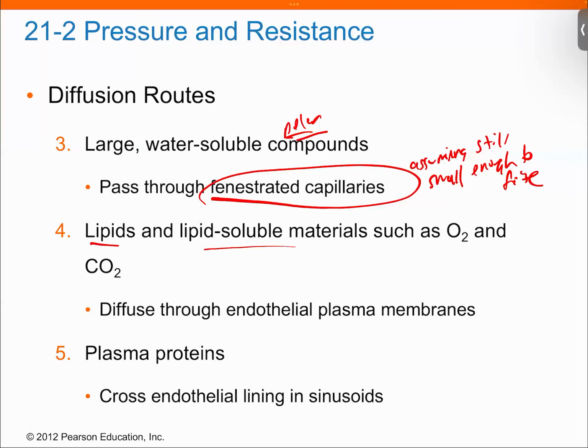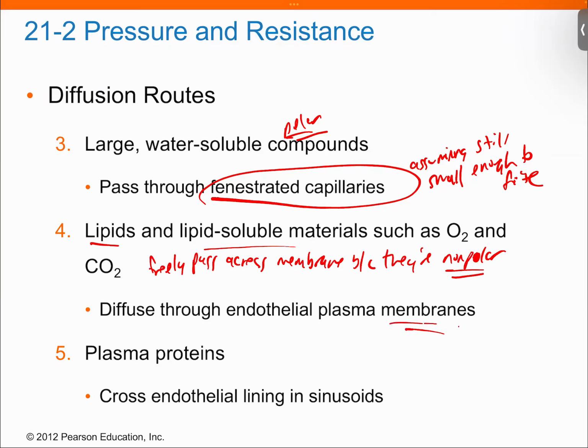And then, of course, lipids and lipid-soluble stuff can freely pass through the membrane because they're nonpolar. And so those don't have a problem. So they can easily pass through these endothelial membranes. All lipids and nonpolar molecules can do that. And that's because the membrane itself is nonpolar.